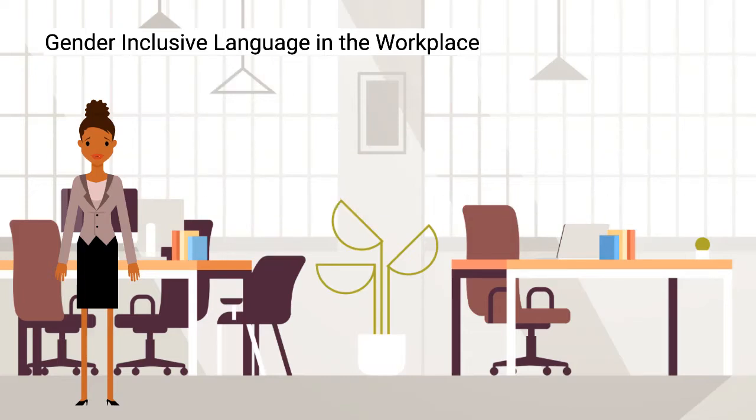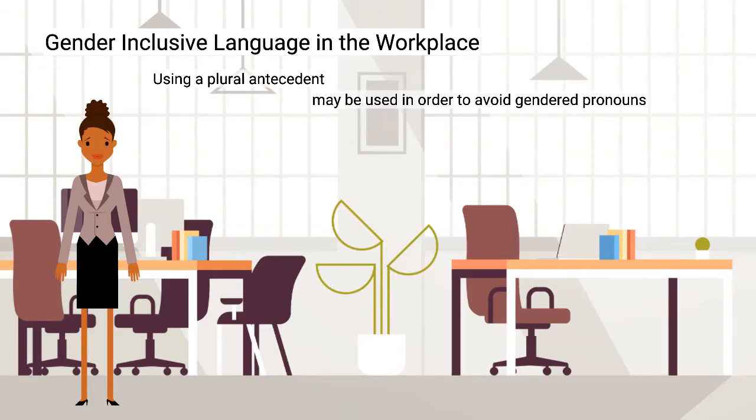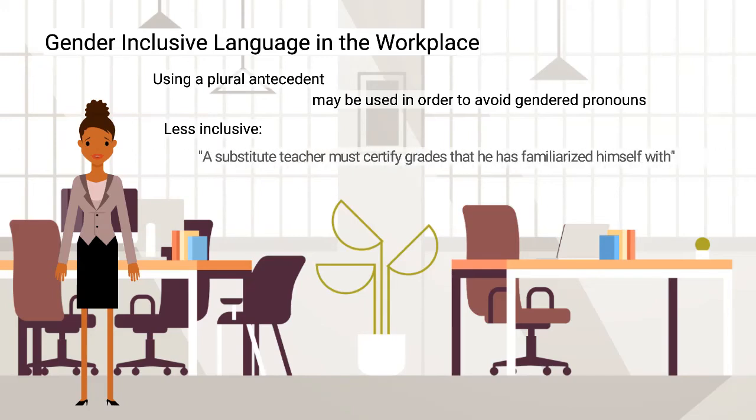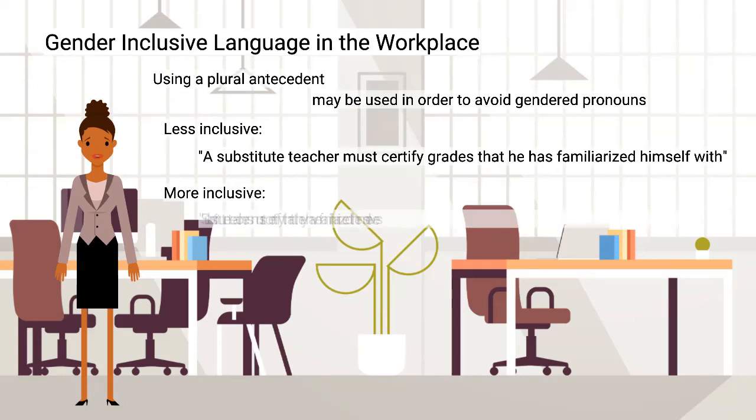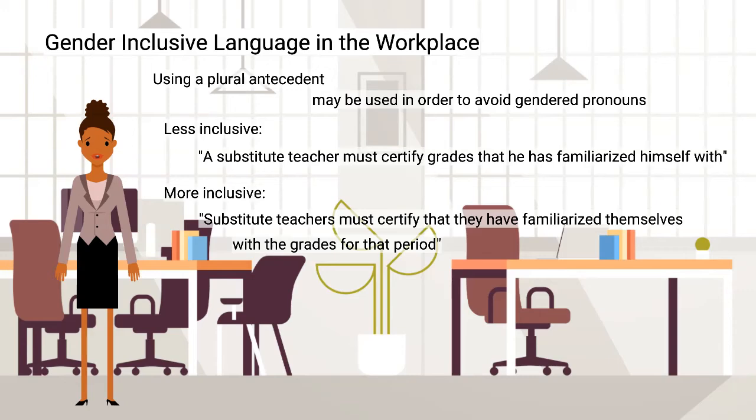Let's look at how using plural antecedents can support gender-inclusive language. When referring to generic subjects, plural antecedents may be used in order to avoid gendered pronouns. Here's an example. Less inclusive. A substitute teacher must certify grades that he has familiarized himself with. More inclusive. Substitute teachers must certify that they have familiarized themselves with the grades for that period.